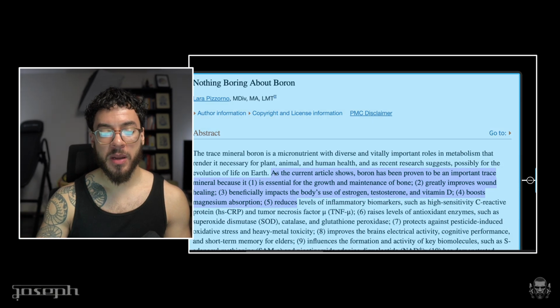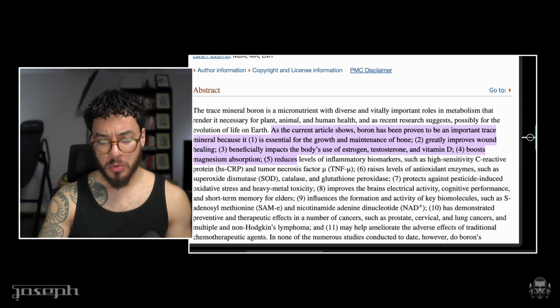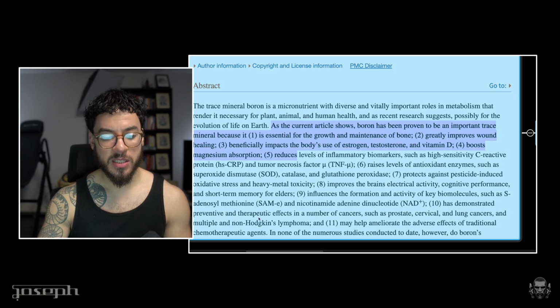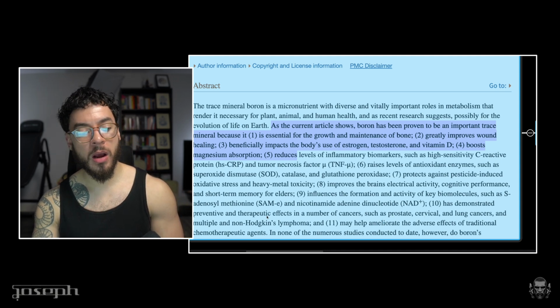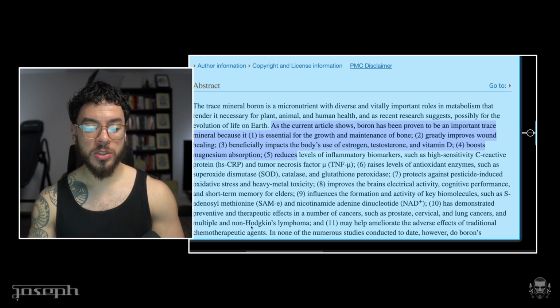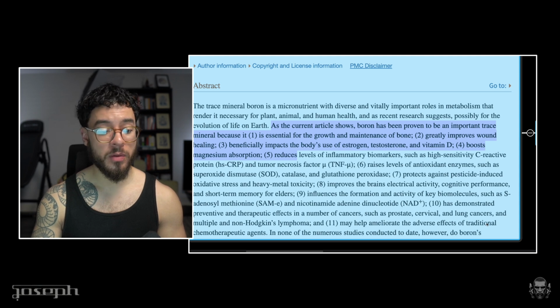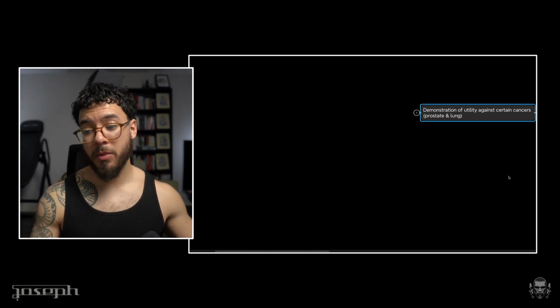And all of this information I got from this particular study, "Nothing Boring About Boron," tremendous name, by the way. And some of the benefits here highlighted in pink. And also you can see some utility demonstration, preventative and therapeutic effects against a number of cancers, including prostate, cervical, lung, and multiple non-Hodgkin's lymphoma, and also ameliorating effects of chemotherapeutic agents, in case that is something that you're using at the moment.